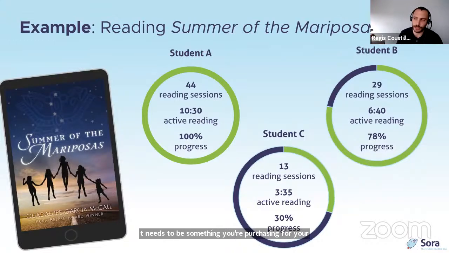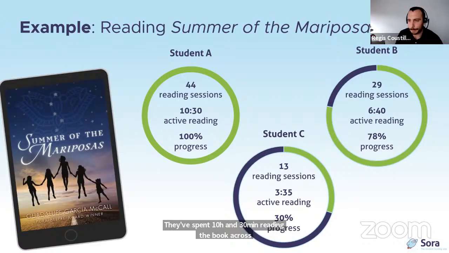So you could log on, you could assign it to your whole class, let's say 30 students, and then you could see student A, student B, student C. Well, student A has read the book 44 times. They've had 44 unique reading sessions. They've spent 10 hours and 30 minutes reading the book across those 44 sessions, and they've made it 100% of the way through the book.